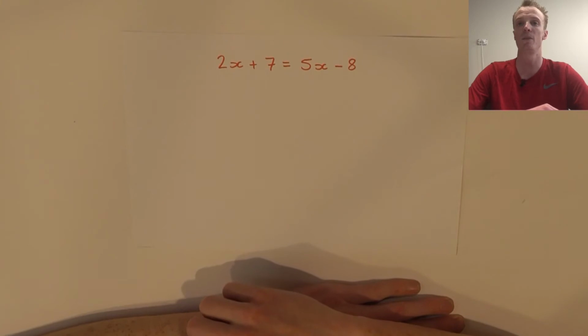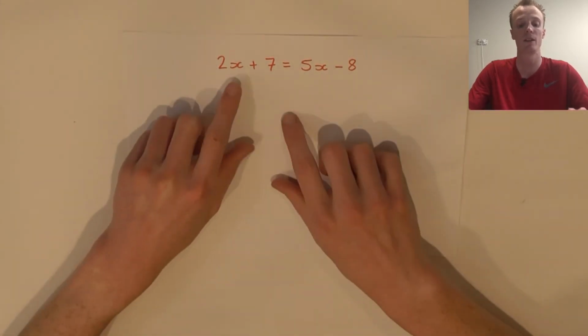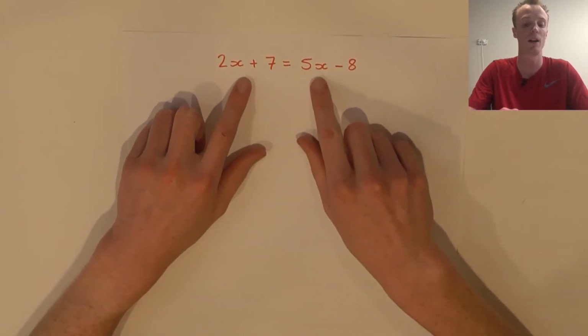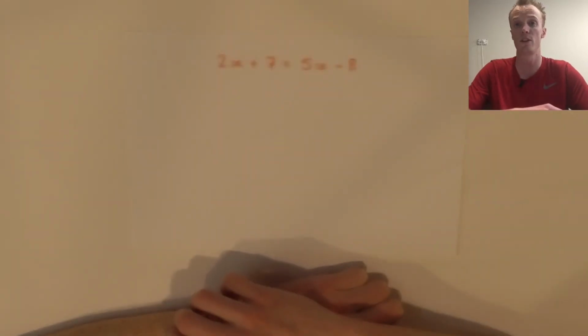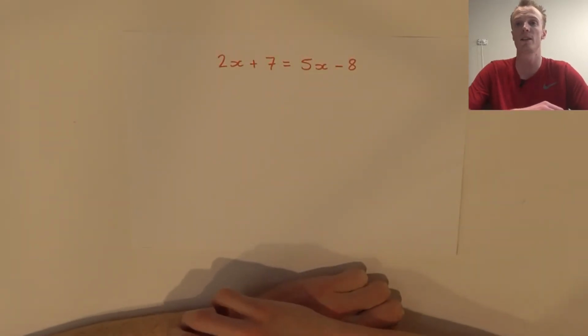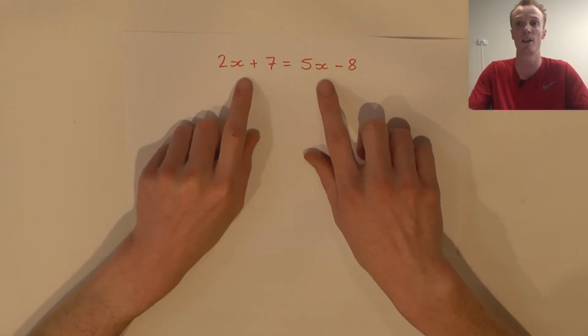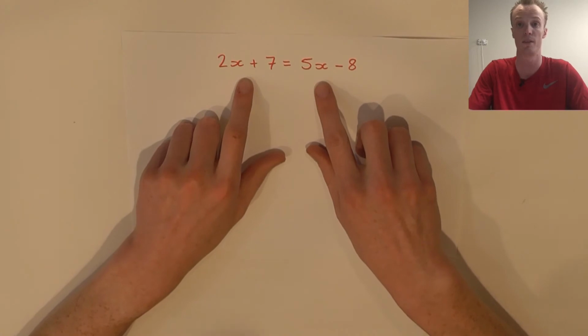The second question we're going to explore without using a set of scales. On the left hand side here, we find that 2x plus 7 equals our right hand side of 5x take 8. Like the previous question, our first goal is to isolate the x values to one side of the equation. You may have noticed that if we subtract 5x from both sides of the equation, it will remove this 5x value from the right hand side.